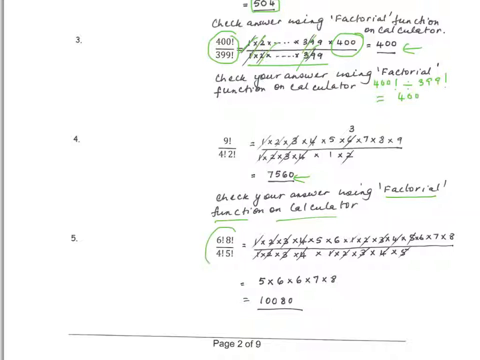So let's quickly look at this. 6 factorial is 1 through 6, all numbers. 8 factorial is 1 through 8, all numbers. 4 factorial is 1 through 4, all numbers. And 5 factorial is 1 through 5, all numbers. So when we cancel common terms, we are left with just the 5 times 6 and the 7 times 8 times 6, and that gives us the final answer, 10,080.